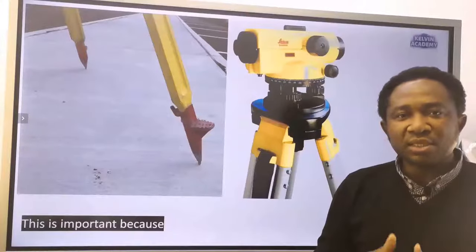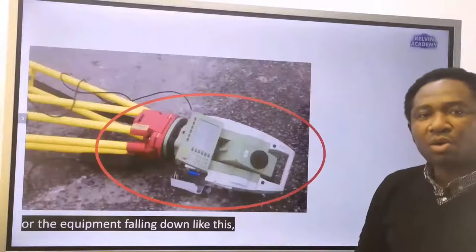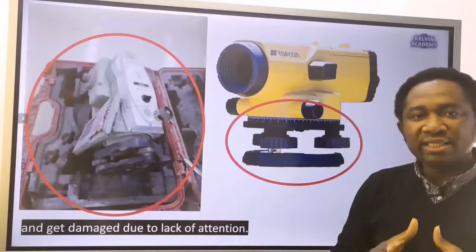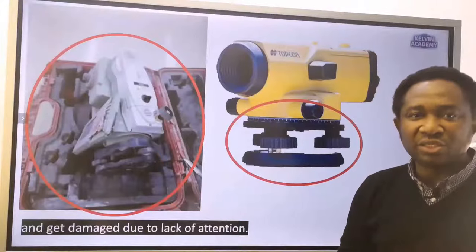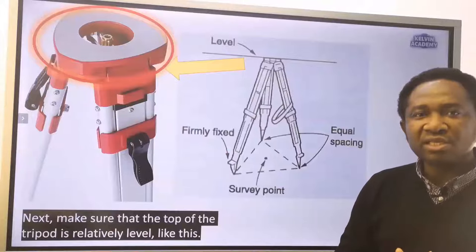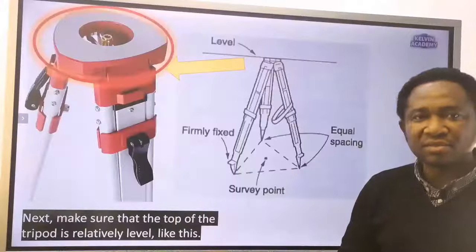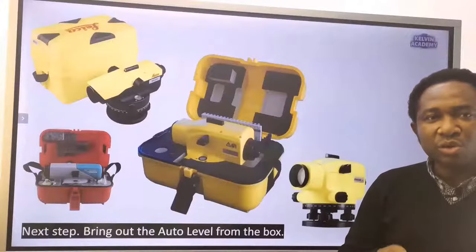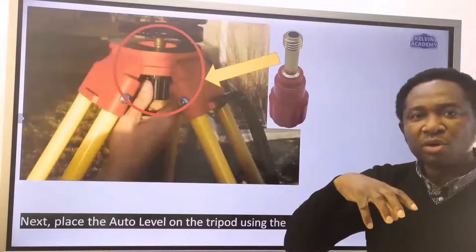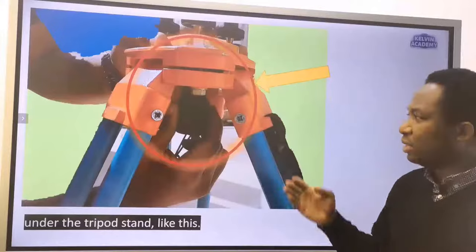This is important because you don't want to see this accident happen or the equipment falling down like this or get damaged due to lack of attention. Next, make sure that the top of the tripod is relatively level like this. Next step, bring out the auto level from the box. Next, place the auto level on the tripod using the screw under the tripod, like this.